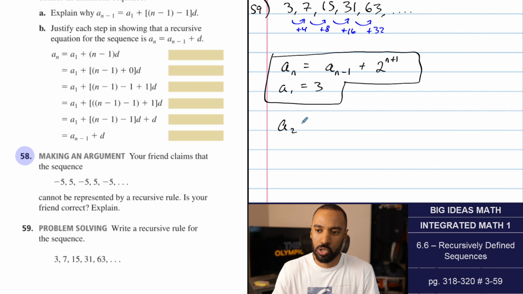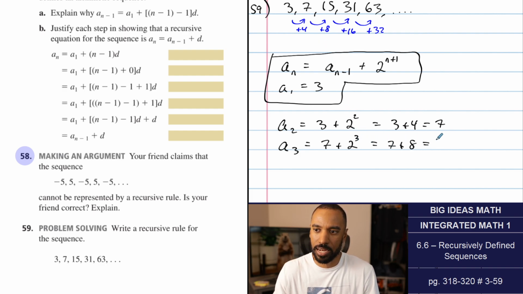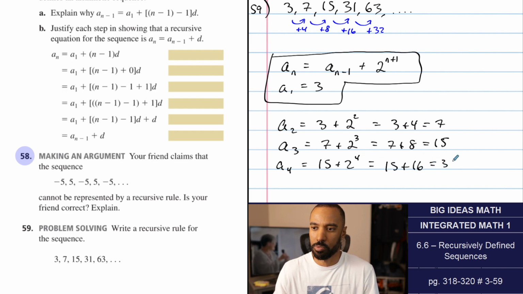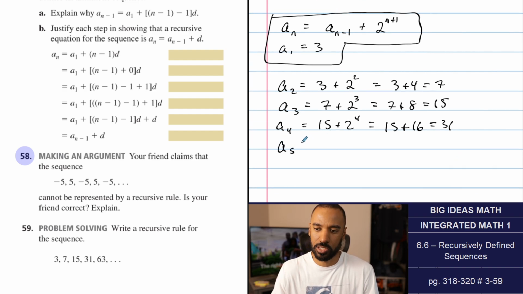So a sub 2 would take a sub 1 plus 2 to the 1 plus 1 power, or 2 squared. That's 3 plus 4, which is 7. A sub 3 takes your 7, and it adds 2 to the third power. 2 plus 1 is 3. 7 plus 8 is 15. And the fourth term is 15 plus 2 to the fourth power. See, we have to do all extra powers of 2. 15 plus 16, which is 31. And then, yeah, this seems to work out. A sub 5 is 31 plus 2 to the 5th, and 31 plus 32 is 63.